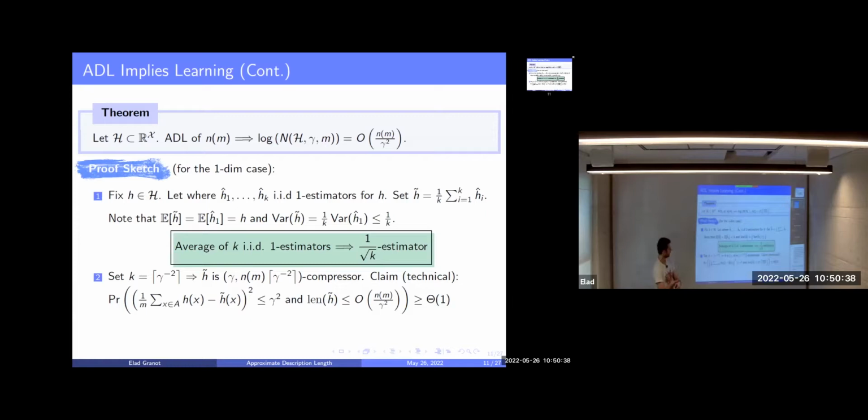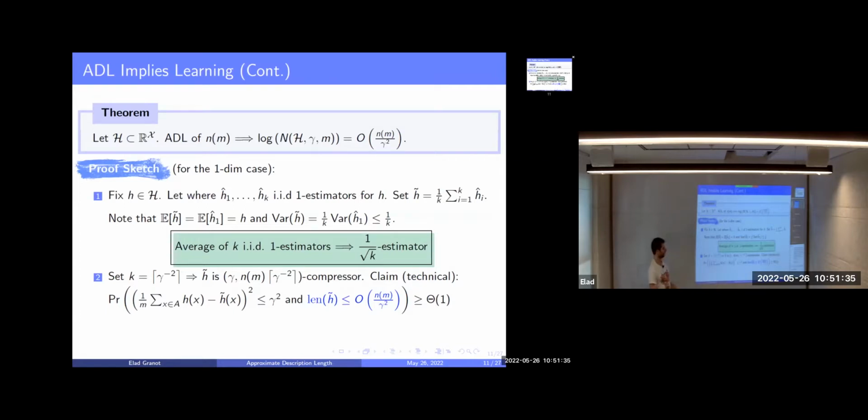And the second claim is more technical. It's just using concentration measures, Markov and the like. But remember that what we want to show is that there is a covering of size order of n divided by gamma squared. So the following probability, what does it mean? We want to lower bound the probability that this function h is far by at most gamma from our function. This is the first part, that it indeed be a gamma cover, and the second part is that the number of bits will be at most n divided by gamma squared.